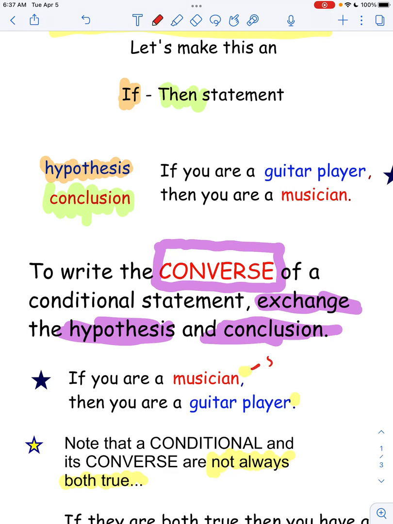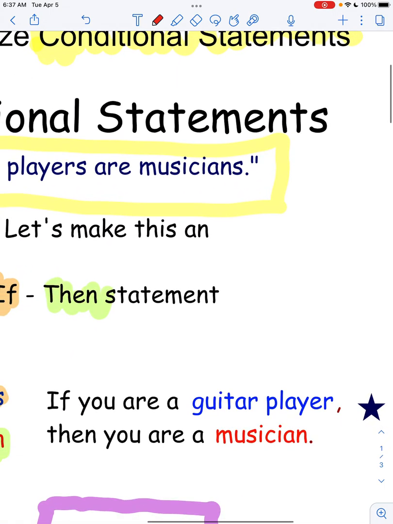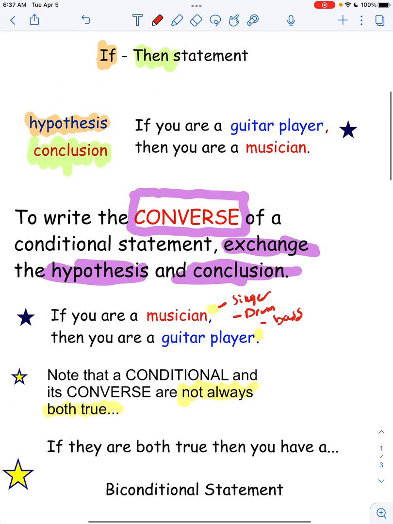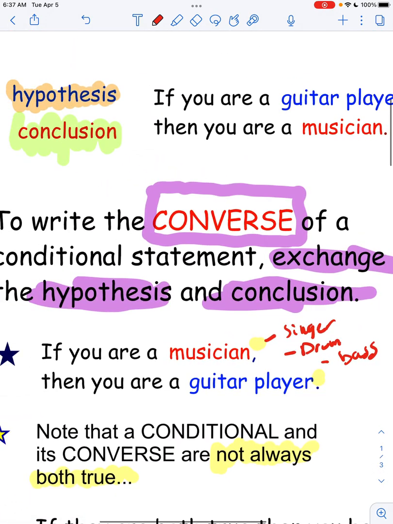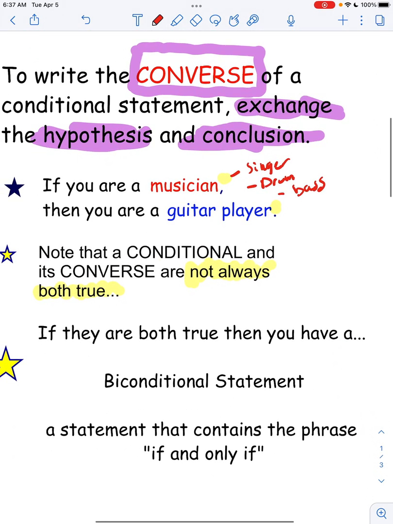So again, if I look at the converse, if you are a musician, then you are a guitar player. What about if I was a singer? What about if I was a drummer? What if I played not the guitar, but I played the bass? So there are other ways to be a musician that's not just a guitar player. So in this case, I would say that if you are a guitar player, then you are a musician. That's true. However, if you are a musician, then you are a guitar player. That's not necessarily true.